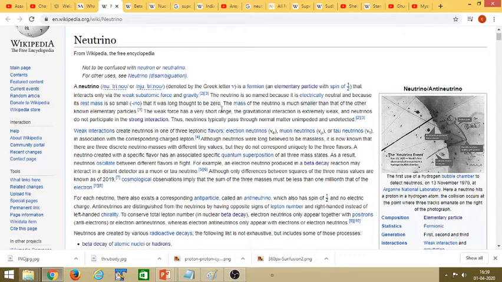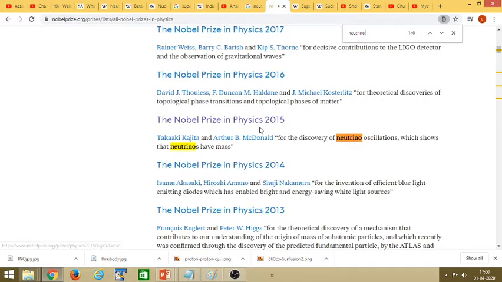In fact, in a lot of publications until recently, they used to say that maybe the neutrino has no mass, but the 2015 Nobel Prize was awarded for neutrino oscillations. The Nobel Prize of 2015 was awarded to Takaaki Kajita and Arthur McDonald for the discovery of neutrino oscillations, which shows that they have mass. So it's accepted now that neutrinos have mass.